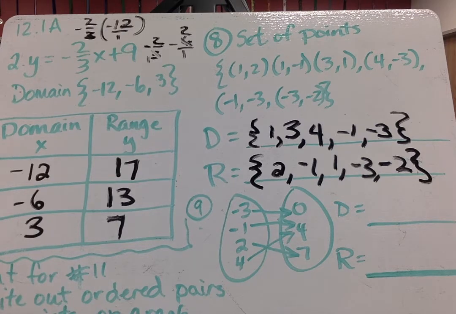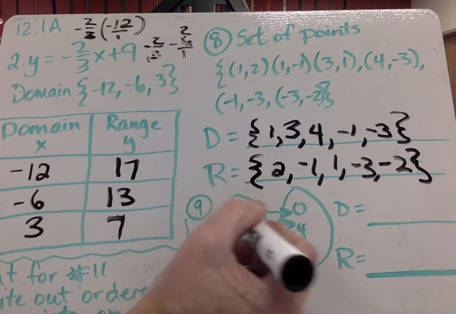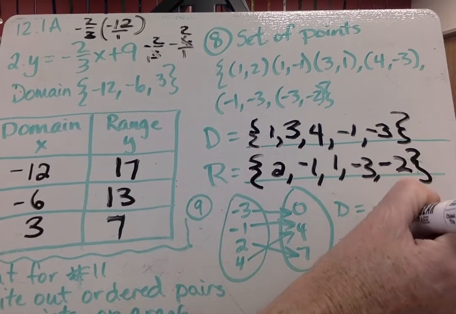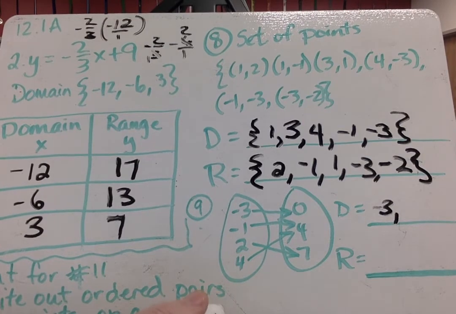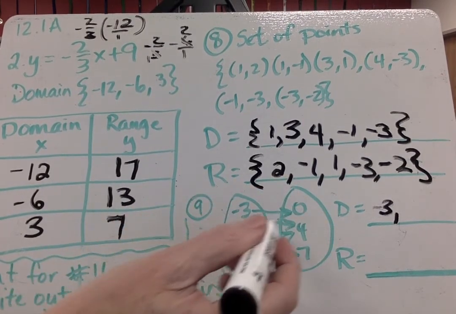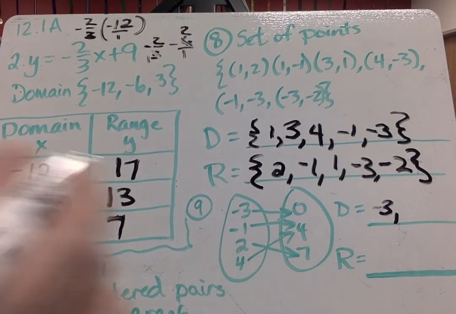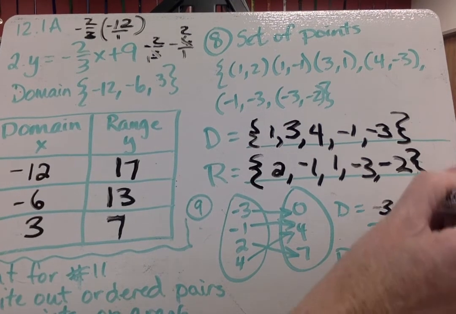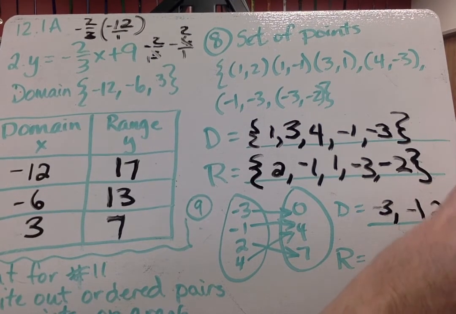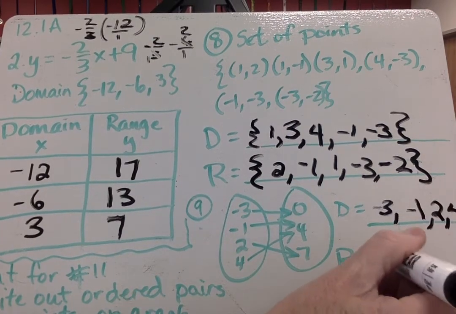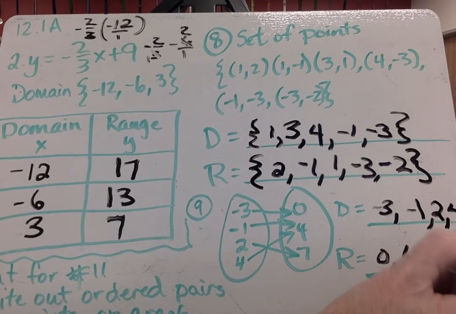Now I'm going to go on to number 9. You will need to put number 10 because it looks like it's missing a number for 10. Okay? So 9, it shows this mapping going from negative 3 to 0. So our domain actually is negative 3. If we were going to write out the pairs of points, we would put (negative 3, 0), (negative 1, 4), etc. But we're just interested in all the domain here and then all the range there. So the domain is negative 3, negative 1, 2, and 4. Then our range is just 0, 4, and 7.